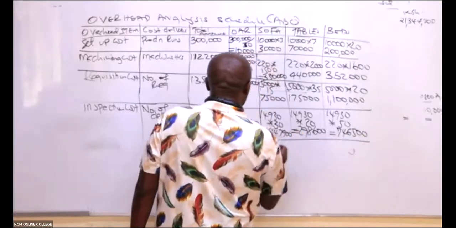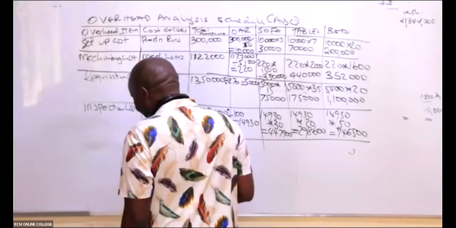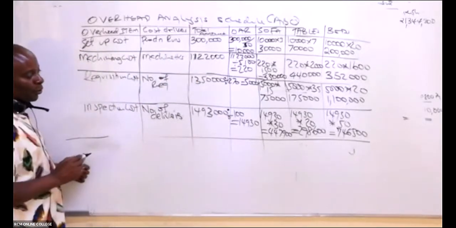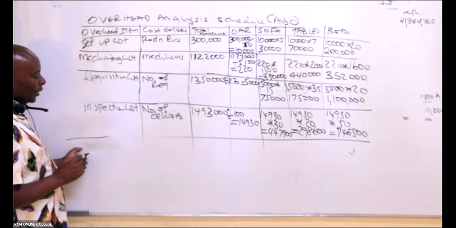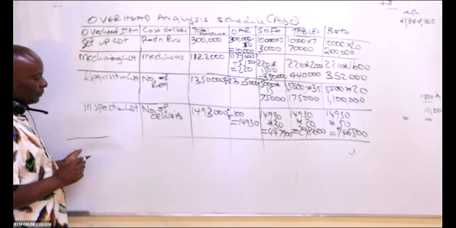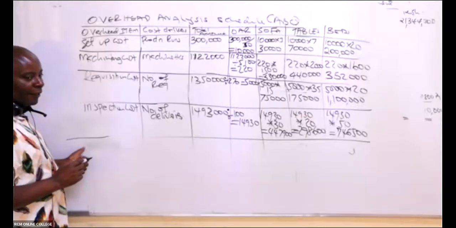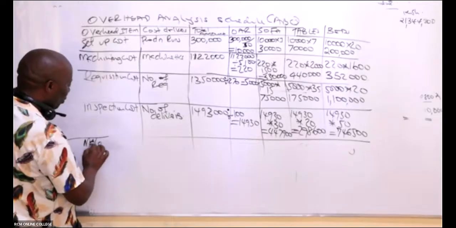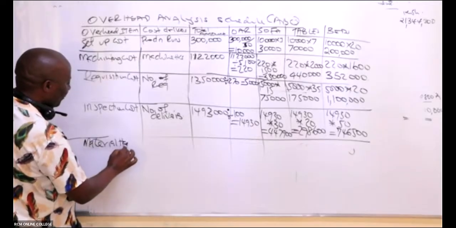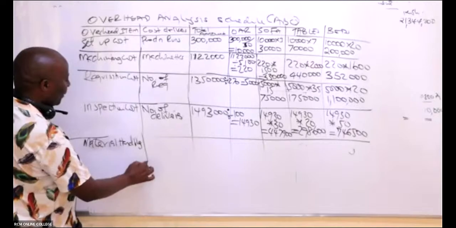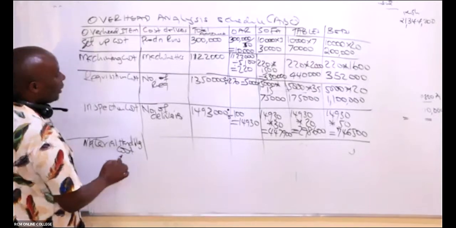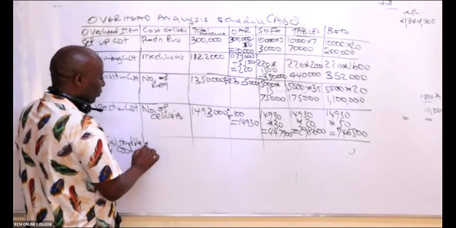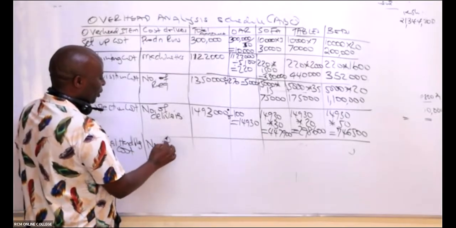Is that all, or do we still have other cost items? We have one more to go. What is the name of this last one? Which cost? Material handling costs. So material handling cost, what is the cost driver name? Number of orders, right? Number of orders executed.